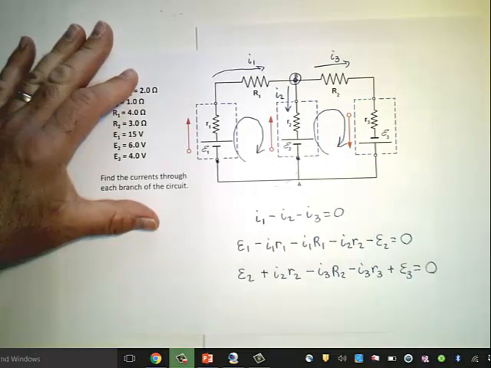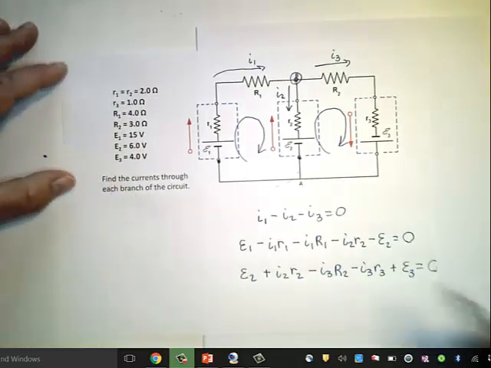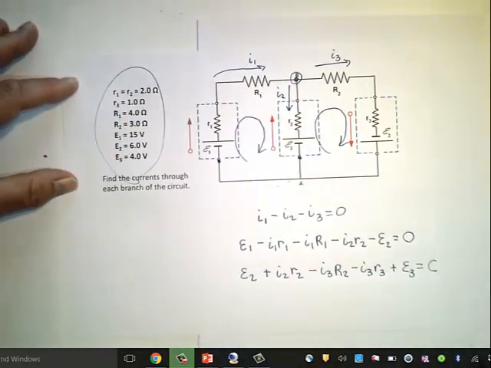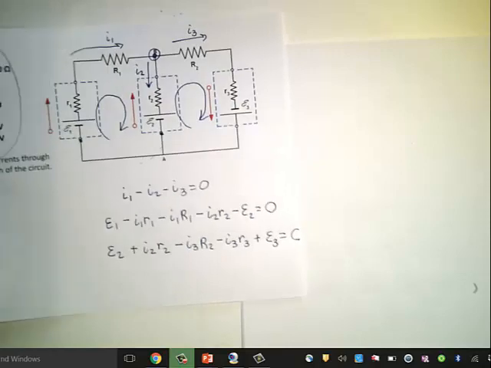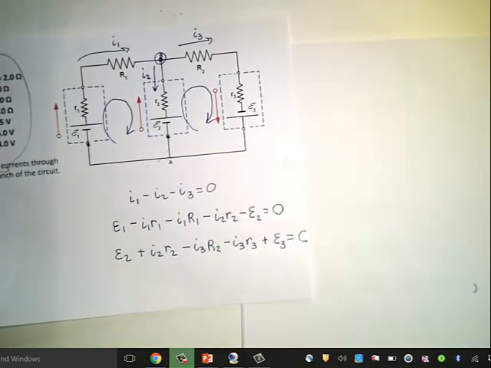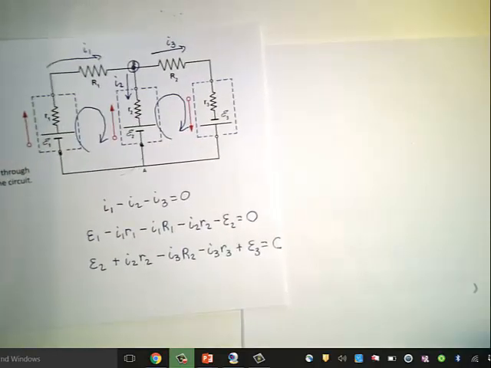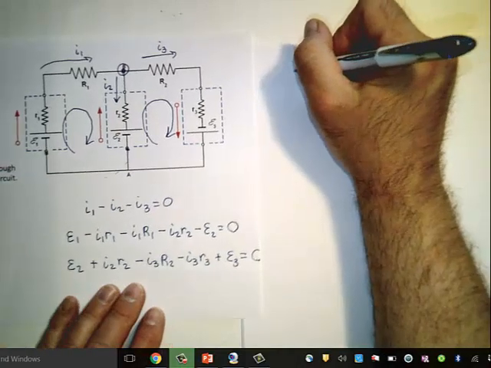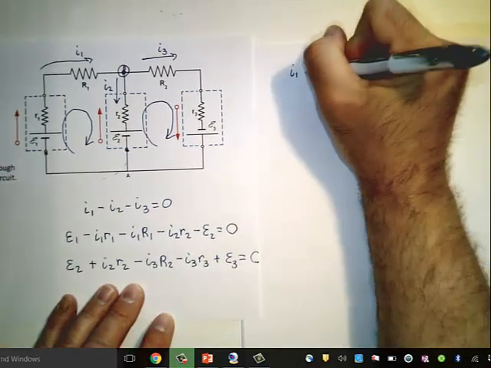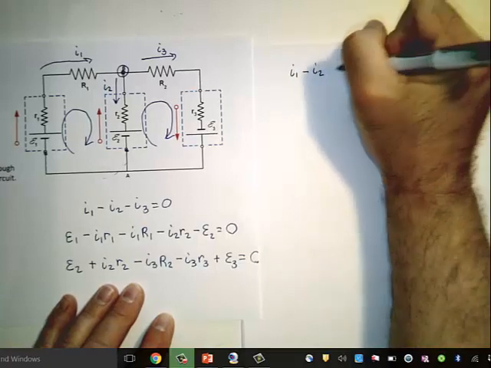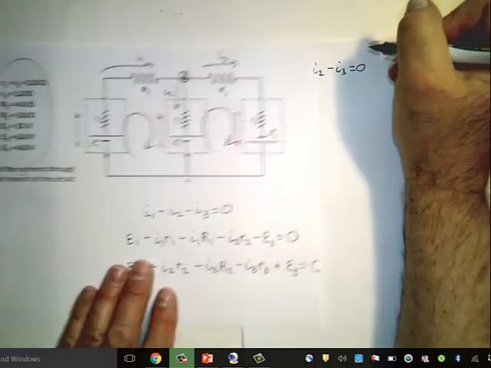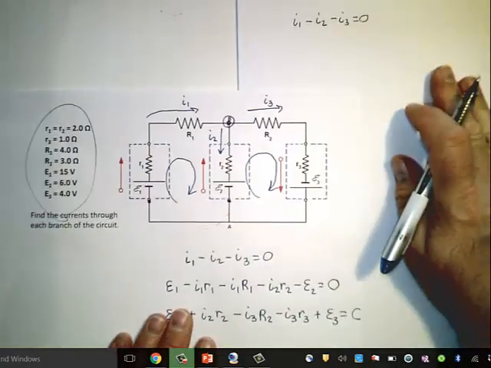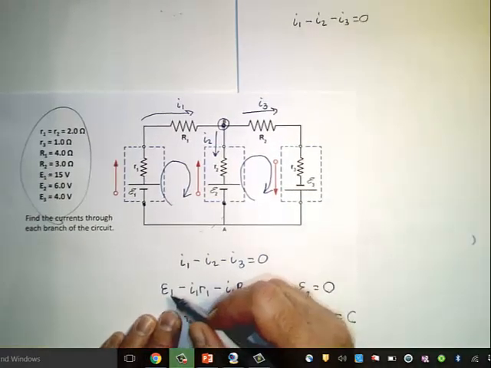Now, in order to solve these things, it might be a good idea to do something we don't normally do, which is put the numbers into the equations. Just to make life a little bit simpler, this first equation is just going to be I1 minus I2 minus I3 equals 0. Second equation, put it here so you can see the givens.